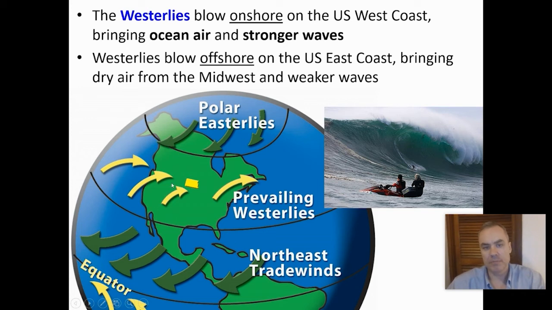For example, it blows waves much stronger onto the coast of California, right? Because the winds are pushing the water onto the coastline. Whereas on the East Coast, it's actually working against the incoming waves. And so it makes much weaker waves on the East Coast.